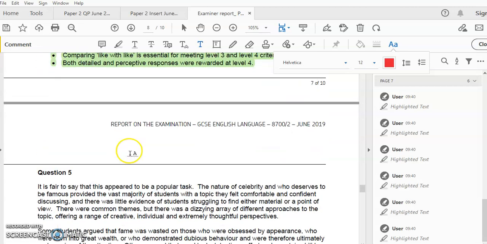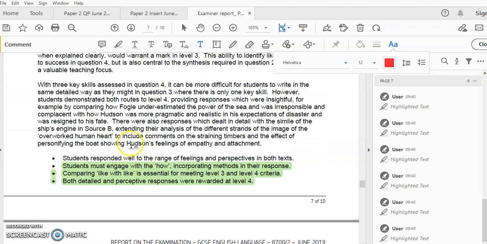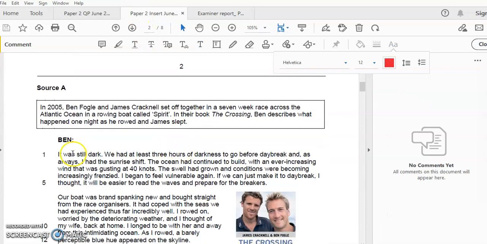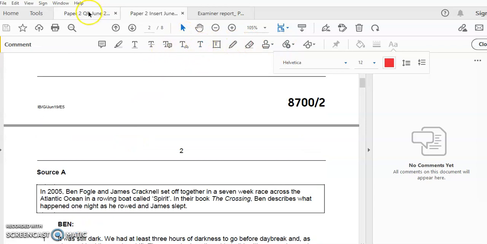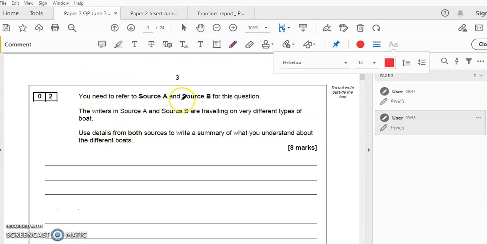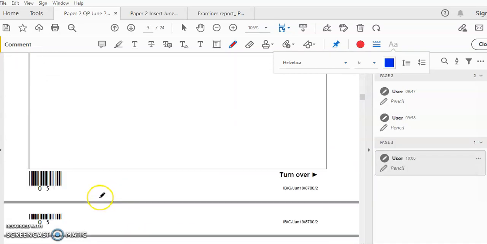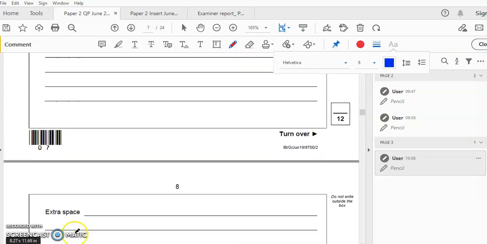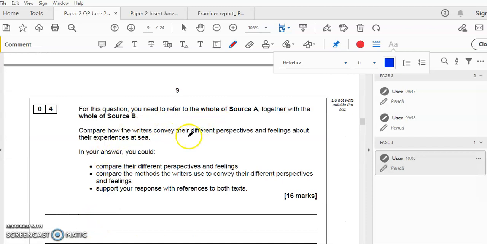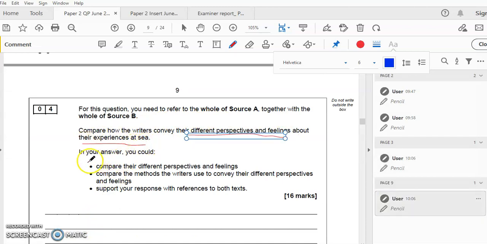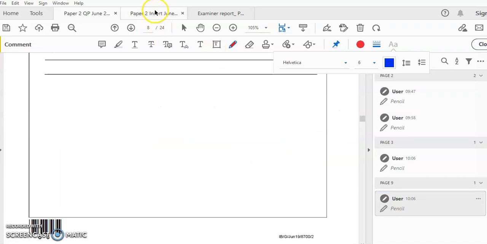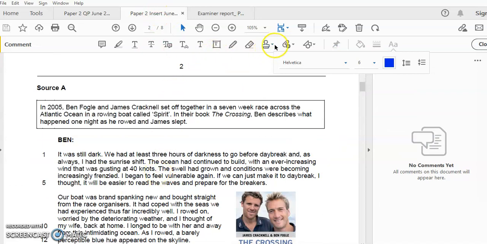Okay, so we've got a little bit of time left on this video, so I'm just going to go through another couple of quick things with you. And the first one really is the importance of highlighting and making notes. So for instance, right from the start, from reading those questions, you know that you need to be looking for details on different types of boat, and you also know that you need to be looking at different perspectives and feelings about their experiences at sea, right? So we're going to be looking for methods there and different perspectives and feelings. That should influence what you're highlighting and how.